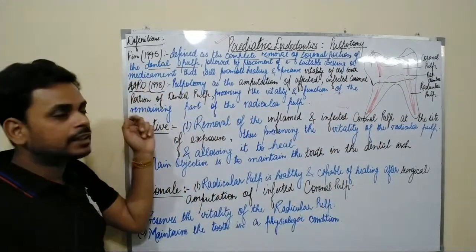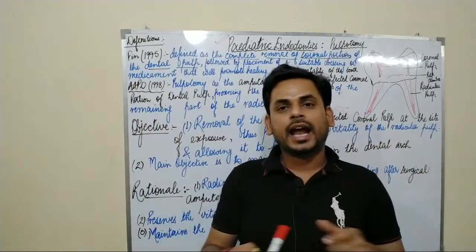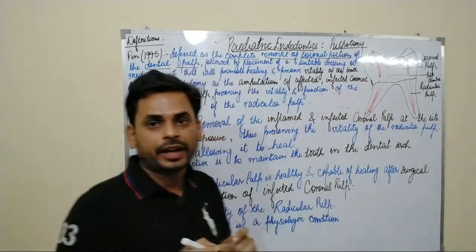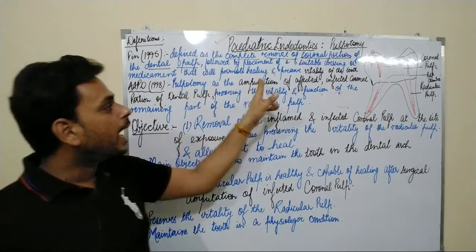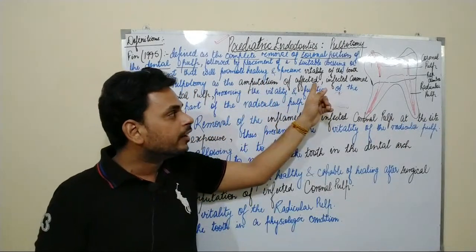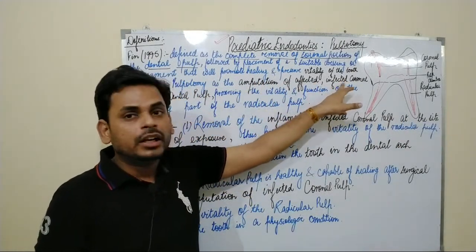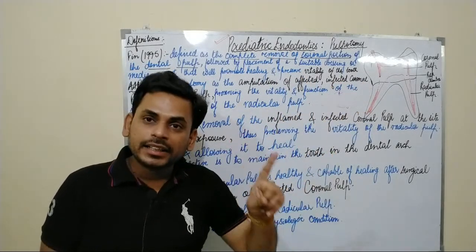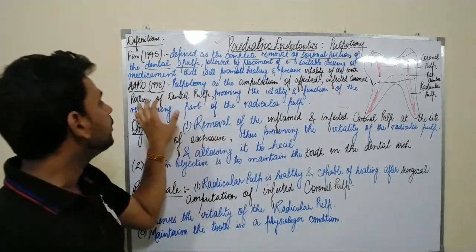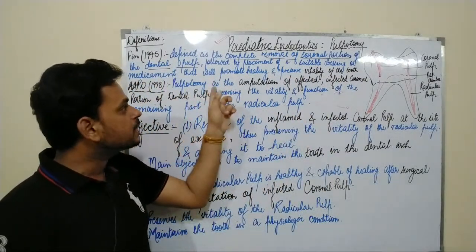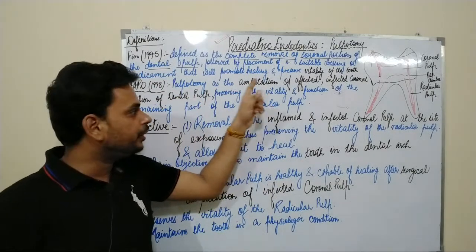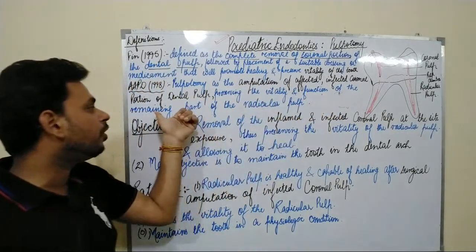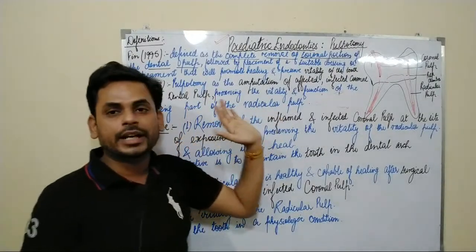Moving on to the next definition, according to the American Academy of Pediatric Dentistry in 1998, pulpotomy is the amputation of the affected, infected coronal pulp. It is only the affected and infected coronal portion of the dental pulp that is amputated, preserving the vitality and function of the remaining part of the radicular pulp.